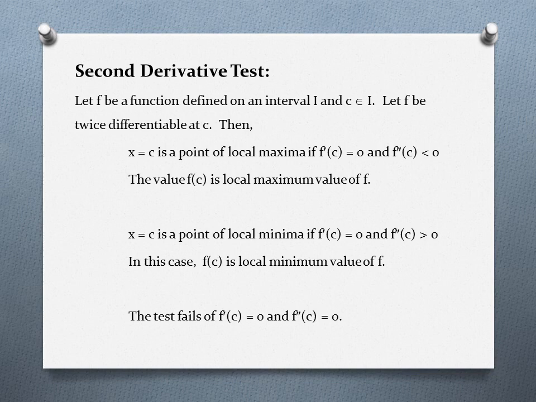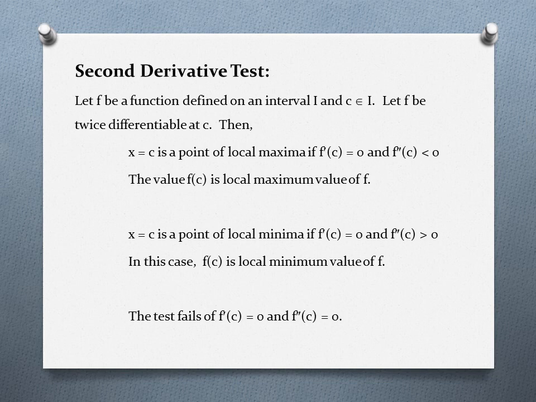What is the second derivative test condition? First find out f dash of C. F dash of C equal to 0, then f double dash of C is less than 0, then f of C is a local maximum value of f. Similarly, x equal to C is a point of local minima if f dash of C equal to 0 and f double dash of C is greater than 0. In this case, f of C is the local minimum value of f.